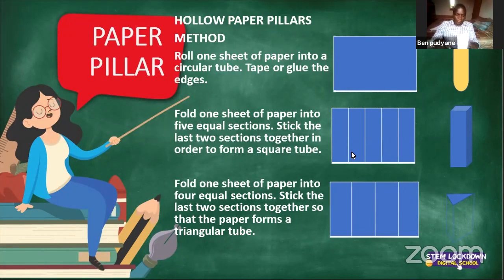Now, I'll be having about 3 shapes. The first one is the circular shape. The second one is the rectangular tube, and the third one is the triangular tube. At the end, you have these 3 shapes. Now, let's go to the next slide and see what we must do now.